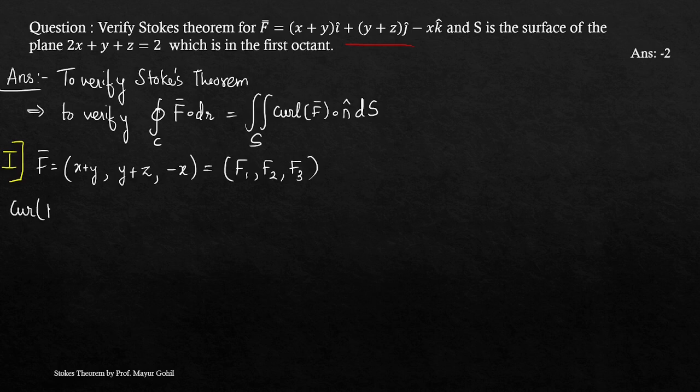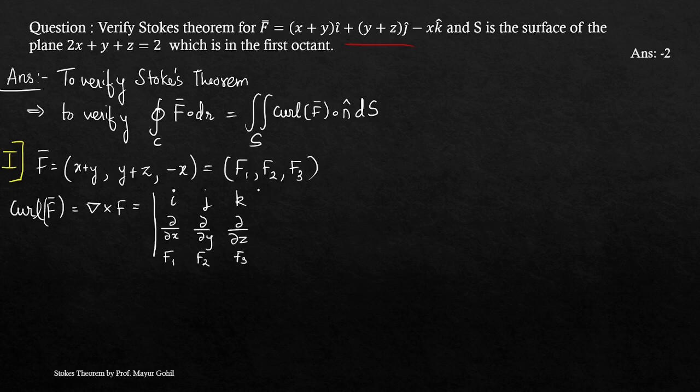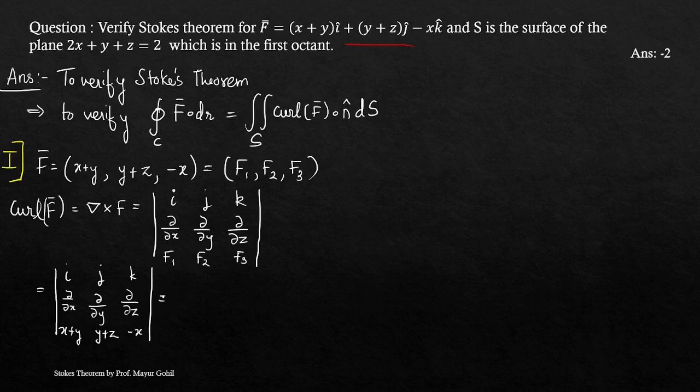Now, from these, the first thing we can calculate from the Stokes theorem is curl f. So curl f bar, that is del cross f, can be calculated using the following formula: the determinant with i, j, k, then partial derivative with respect to x, y, z, and then F1, F2, F3. Here f1 is x plus y, f2 is y plus z, and f3 is minus x. So we calculate the determinant and operate the partial derivatives.